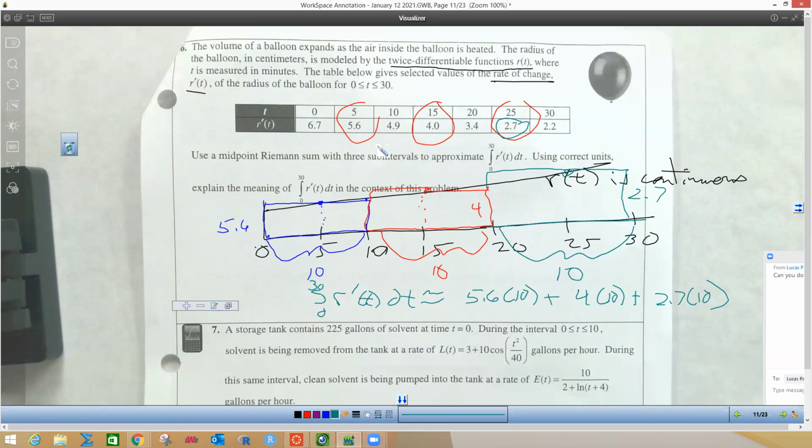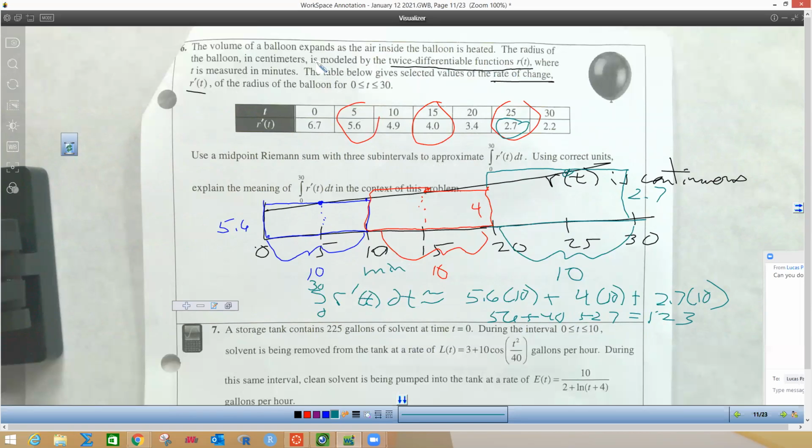Now, does it say, using correct units? Do you see that? Using correct units, so it's kind of a big deal here. So I guess I'm going to go ahead and simplify this. So this would be 56 plus 40 plus 27, which would be 96, 100 and, let's see, 6 and 7 is 13, carry a 1, 123. Now, it said that t was minutes, so this is minutes.